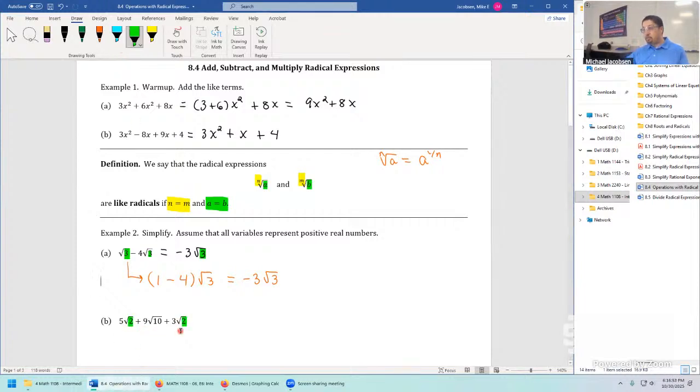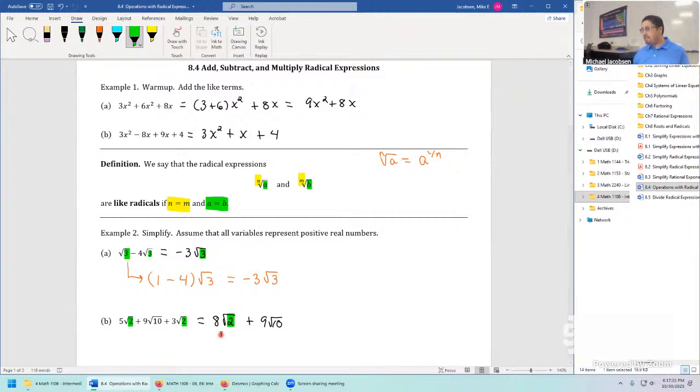These are the only two like roots that we'll see. And plus 9 root 10, it just sort of comes along for the ride. So this turns into 5 copies of square root of 2 plus 3 more copies gives us 8 square root of 2. This one is unlike because the radicand is different, so we just go plus 9 root 10. At that stage, the whole problem is over, so these go pretty fast.